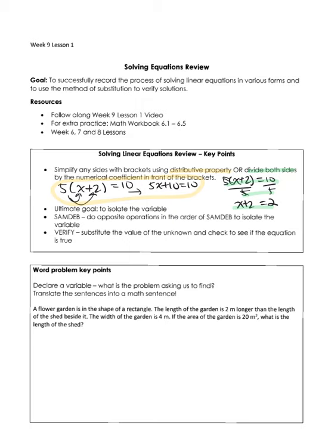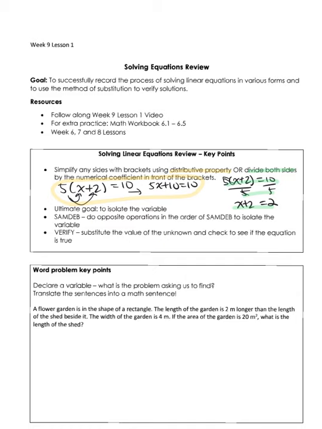Alright, so when we solve for equations, our ultimate goal is to isolate the variable. That variable is most of the times x, but it can be in other letters as well. And to isolate the variable, you're going to follow the order of SAMDEB, which is opposite of BEDMAS. So you're going to do subtraction, addition ones first, multiplying and dividing ones next. You don't have to worry about exponents when solving equations yet, to isolate the variable. And then lastly, always remember to verify your solution. Substitute the value of the unknown to check to see if your equation is true, okay?